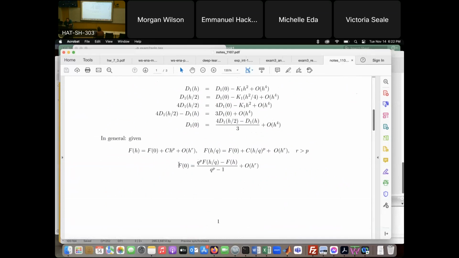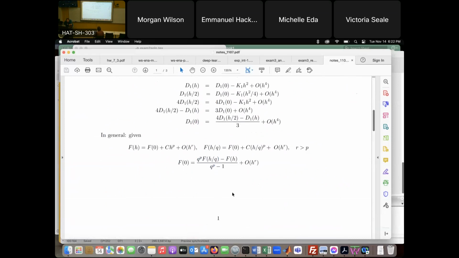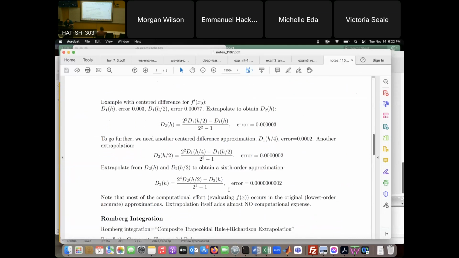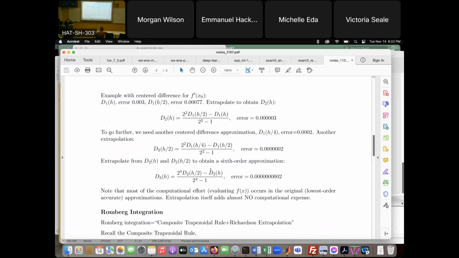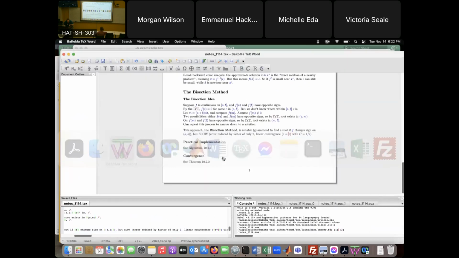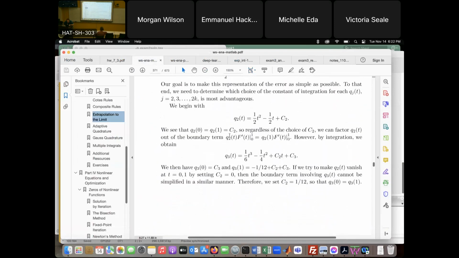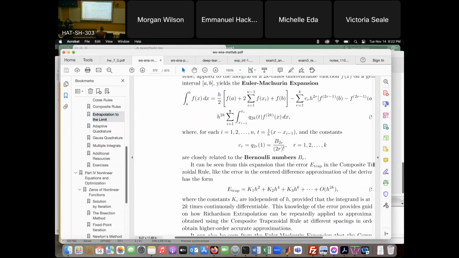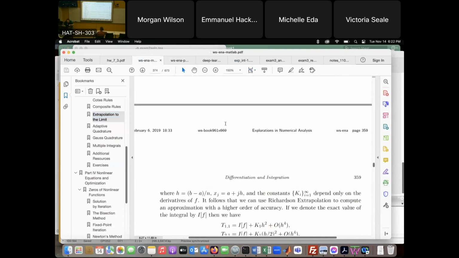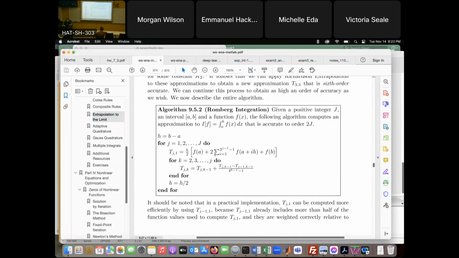When I first described Richardson extrapolation, I wrote the formula this way for the new value. But then, for Romberg integration, it was written a little differently. It was written like this, where the new value is equal to a previous value, and then this fraction.